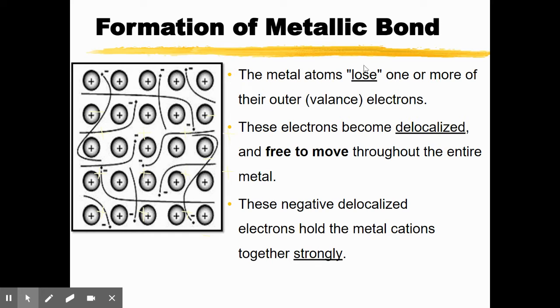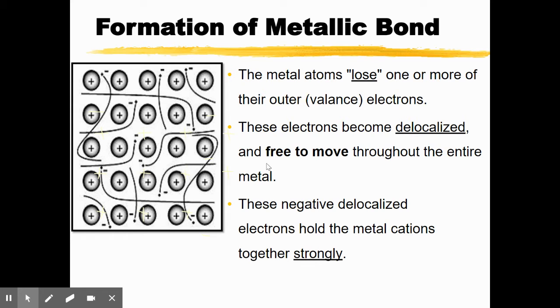So, the idea is that metals lose one or more of their outer valence electrons and they become delocalized. What that means is that they're not local to any one single atom, and instead they just move freely throughout the entire metal as a blob, if you will. Here you'll see all the cations, because again, metals form cations when they lose electrons. So, the metal is now represented as a positive ion because it lost its negative valence electrons, which are now just zipping around in free space.